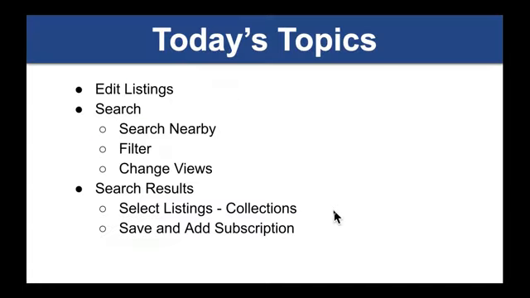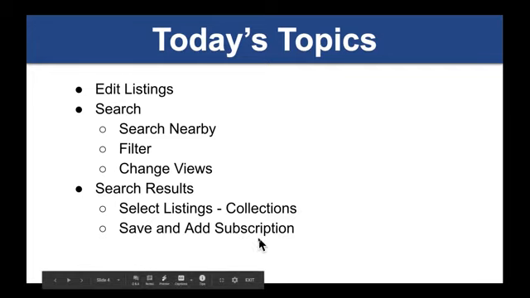Now let's take a look at the topics we'll be discussing. We're going to cover quite a bit of functionality with the FLEXMLS Pro app today. We'll begin with edit listings, and then we're going to look at creating searches, searching nearby, using the search filter, changing views when we're starting to view those search results. Viewing the results themselves, we'll look, of course, at listing details, saving specific listing collections or carts if you're more familiar with that terminology, and how to save a search and add subscriptions.